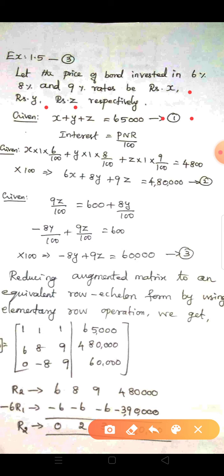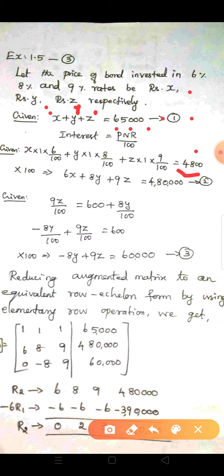Now you remember the interest formula. How do you find interest? P into N into R by 100, where P means principal amount, N means number of years, and R means rate of interest. Annual income is 4,800. Separately we find annual income for X, for Y and for Z. Then we add these three incomes, and the total income is equal to 4,800.